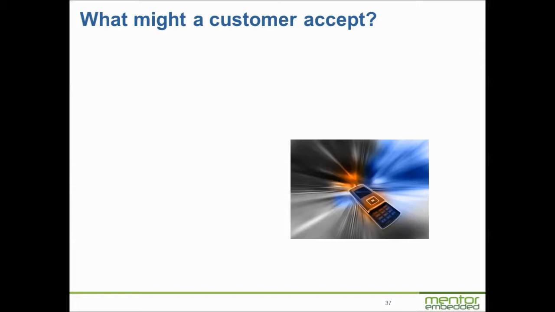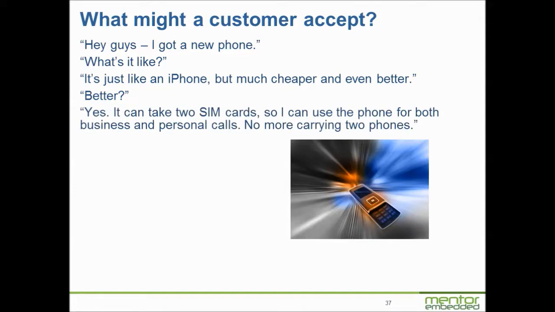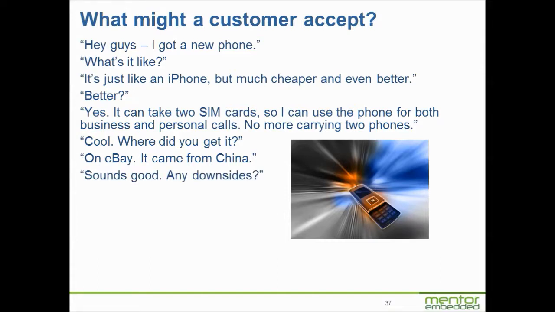So here's the conversation. He comes into the office. Hey guys, I got a new phone. Yeah, what's it like? Well, it's just like an iPhone, only much cheaper and even better. This had our attention. Better? Yep, it can take 2 SIM cards. So I can use the phone for both business and personal calls. No more carrying 2 phones. Sounds useful. Apple, are you listening? Cool. Where did you get it? Oh, on eBay. It came from China. Okay. Sounds good. Any downsides?